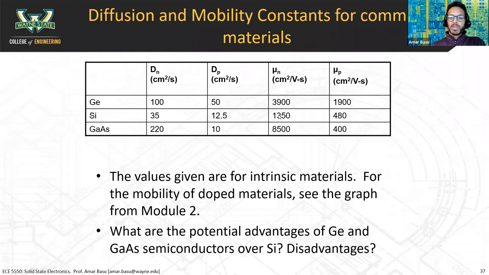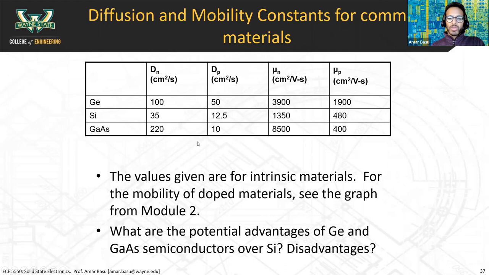Mu n and mu p, these are the values that are being given for low doped semiconductors, doping on the order of 10 to the 10 or 10 to the 11, something like that, or close to the intrinsic carrier concentration. So mu n and mu p, 1350 and 480 here. Dn and Dp are given here.